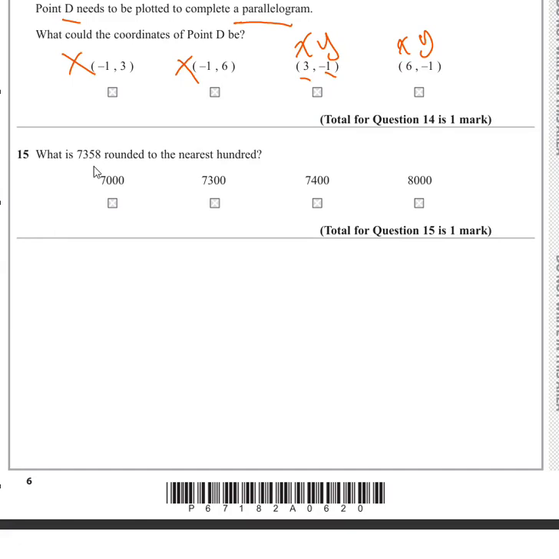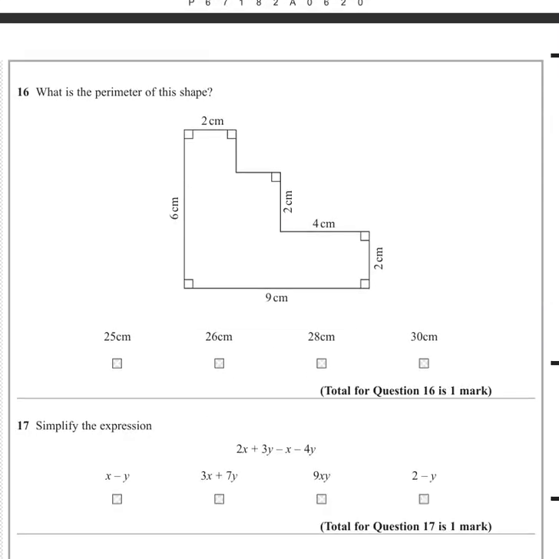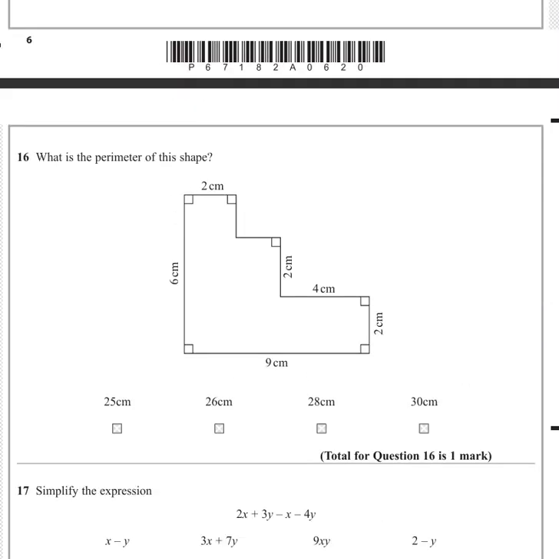Okay, so what is 7,358 rounded to the nearest hundred? So 7,358, this is the hundreds, right? So take a look here. I take a look at the 5. So 5 is obviously 5 or more. So I'm going to plus 1 here. So it's going to be 7, 4, and then make the others into zeros. So 0, 0. So this is 7,400.